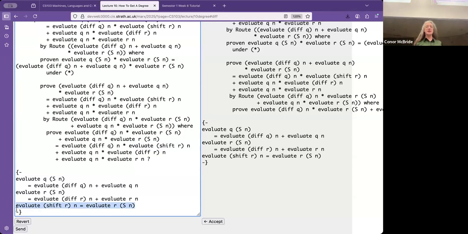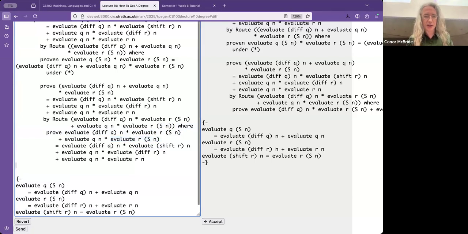So we now have two copies of evaluate r at successor of n, and we can do two different things to them. So I'm going to propose that we turn this copy into evaluating shift r, and we use the induction hypothesis for this copy, and that will get us some more things we like. So again, next step is another by root. And what does that do for us?